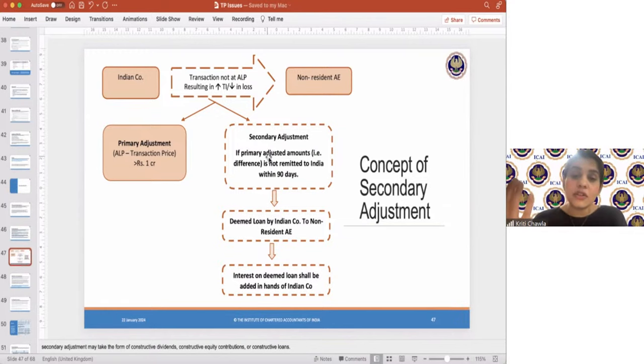If there is no repatriation, where is the secondary adjustment even coming from? If there is no difference, if there is no excess money, this ALP minus transaction price is called excess money. In our example, 40 crores is called excess money. So if there is no excess money, what will you repatriate? So secondary adjustment will arise only if there is a primary adjustment. And the law is worded in a manner that they want a primary adjustment of more than 1 crore rupees for the secondary adjustment to take place.